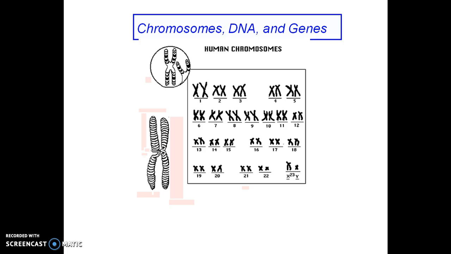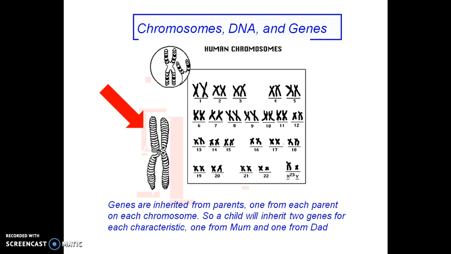But the other 22 pairs, they're all numbered and they all carry particular genes. So a short section of a chromosome is actually a gene. And there are thousands, if not more, genes on every chromosome in your body. And they carry vital information. Genes are inherited from our parents. We get one from each parent on each chromosome. So children inherit 2 genes for each characteristic. One comes from mum and one comes from dad.